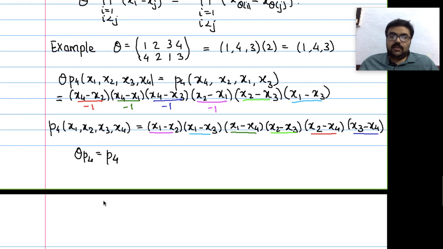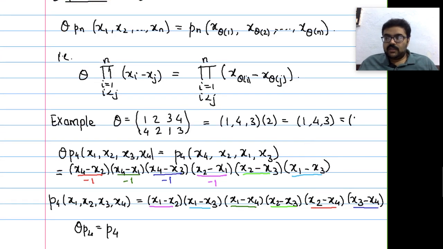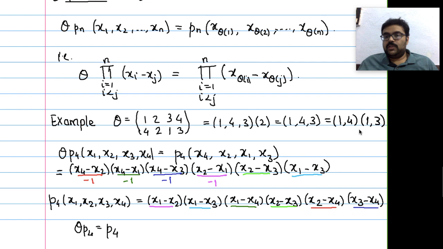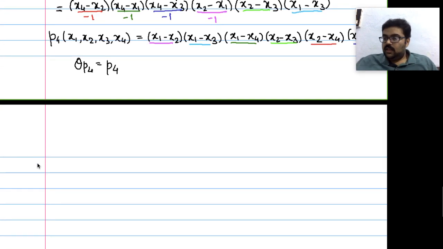But sometimes the sign changes. Here theta is an even permutation, so we can write it as (1 4) and (1 3) as a product. So this is a product of two transpositions, an even permutation, so the sign change is not there. But otherwise the result is this, which we are going to accept without proof.